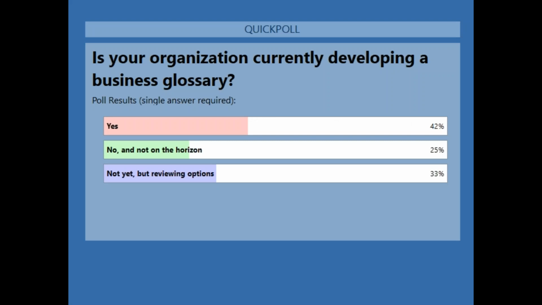So we should see the poll saying that 42% of the organizations are currently developing a business glossary, 25% no, it's not on the horizon, and 33% are reviewing their options. Again, we want to thank you for that. What we're going to do is also look at the second poll.